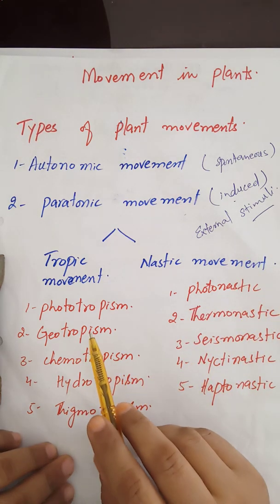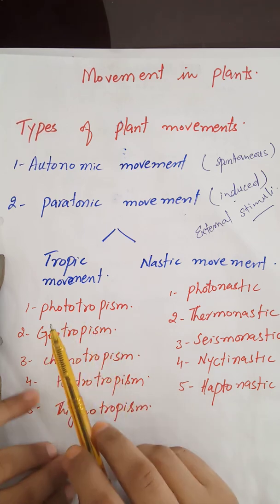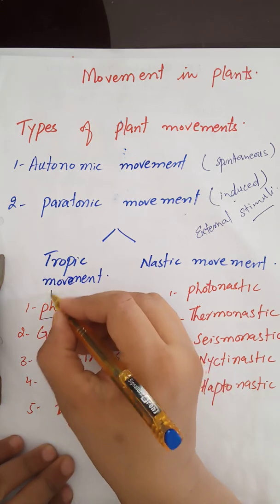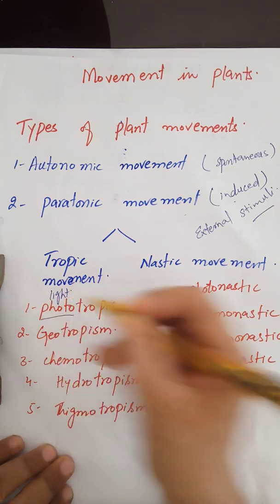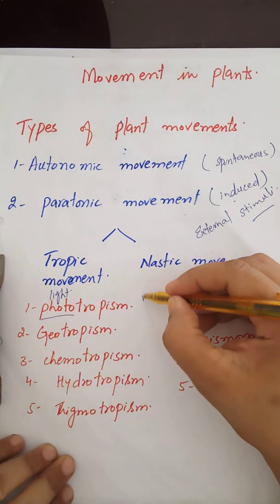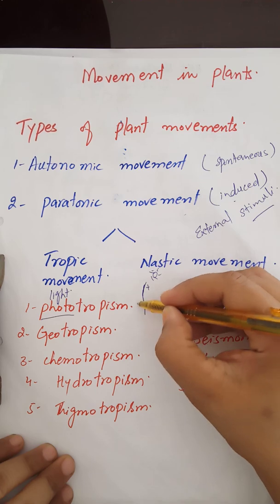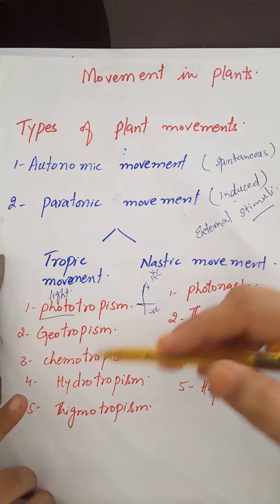First of all, phototropism. It is the movement of plant in response to light. What is the stimuli in phototropism? That is light. For example, shoots of plant are positively phototropic because they move towards the sunlight, and roots are negatively phototropic because they move away from the light.